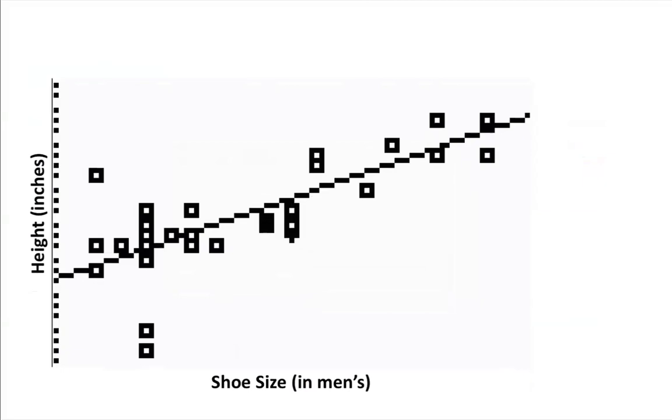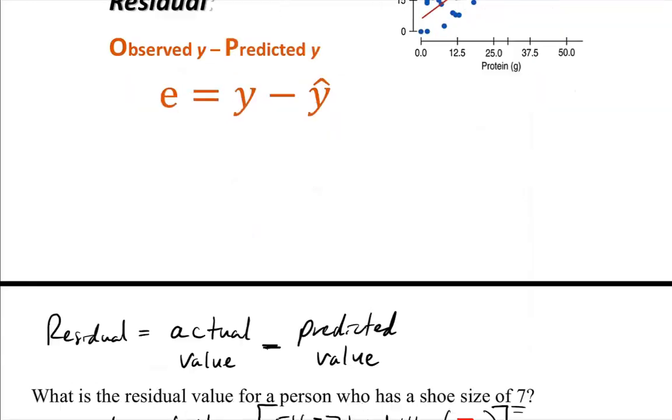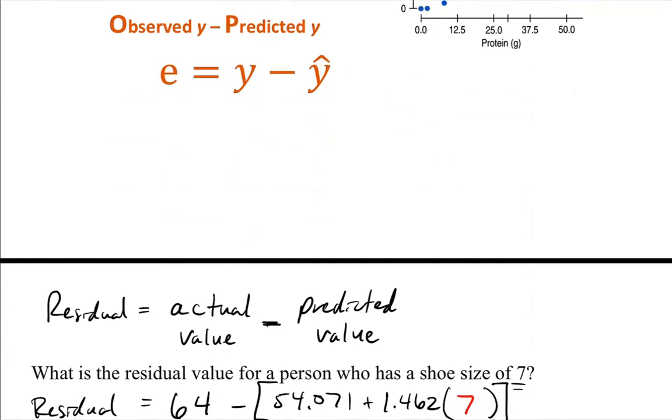So for someone who has a shoe size of, I don't know what this is, I don't have a scale here, but for someone whose shoe size is this right here, I would predict their height to be right here. But it didn't quite make it there, right? That person is under what I estimated. So the predicted value would be higher because that's the line, right?